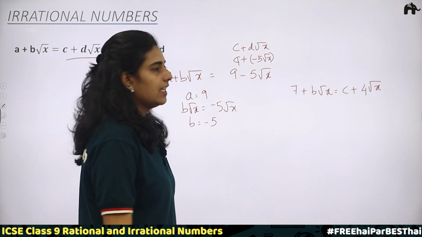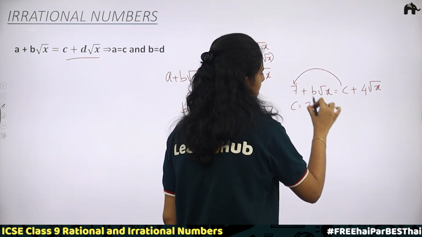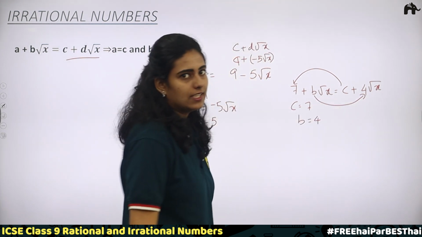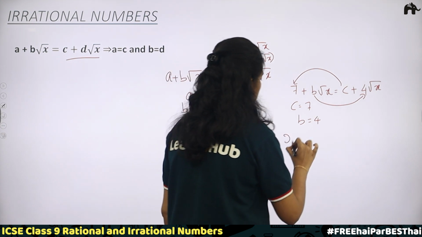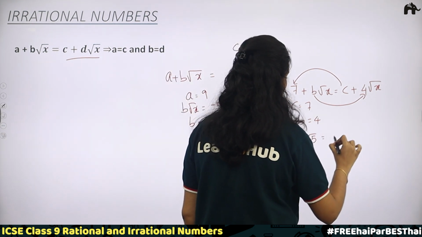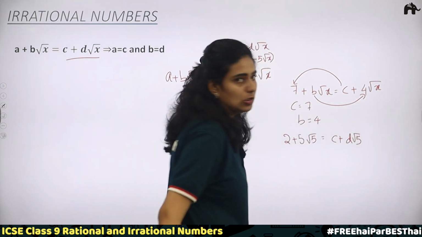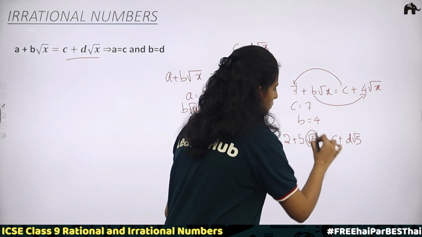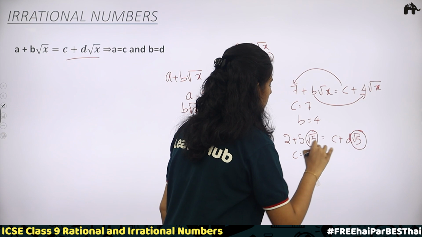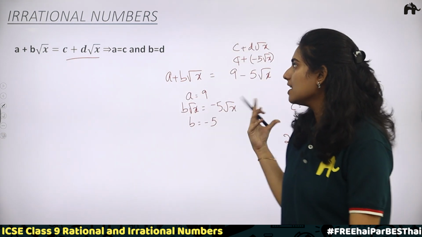Okay, then on comparing, what do we get? c will be equal to 7 and b will be equal to 4. We can find the values. Another example: 2 plus 5 root 5 is equal to c plus d root 5. Compare. Here we have root 5 and here also it is root 5. Comparing, we will get c is equal to 2 and d is equal to 5. So on comparing, you can find the values.